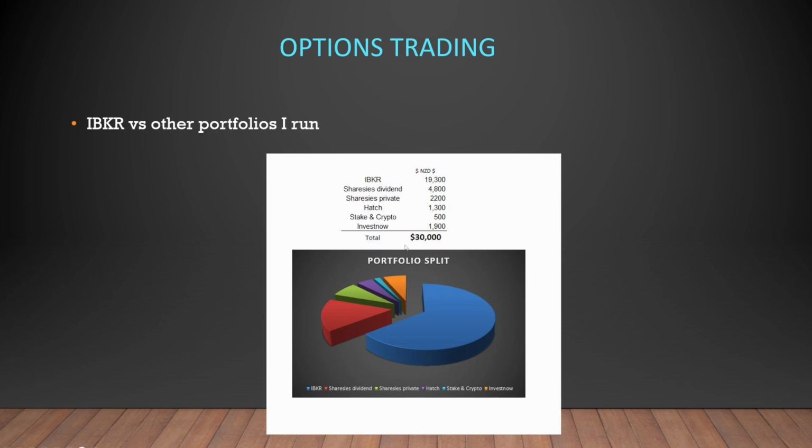That's only got $500. And my Investnow, which is sort of index. I think it's got USF in it. I haven't done a video on that in a little while, but I sort of just keep it in the background. That's what I started with, and it's got $1,900 in it, and it gives you $30,000, and you can see sort of my portfolio split. So IBKR, the options trading account, is the majority of that, but I will be changing it up.